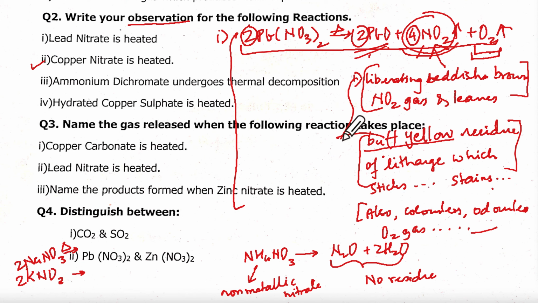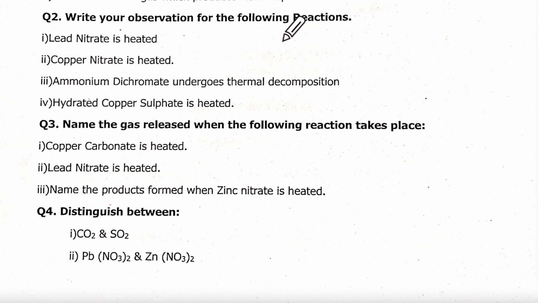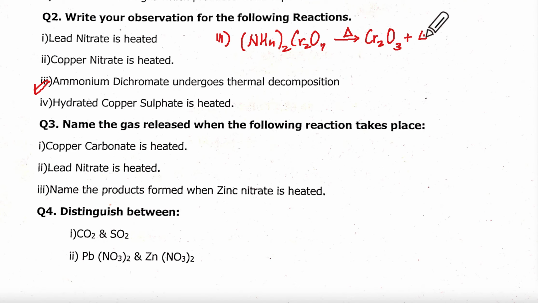Okay. So you can write this on your own. Let's go to ammonium dichromate. I have told you this is important. What is the reaction? I had told you to learn it by heart. (NH4)2Cr2O7. On heating, it will give you chromic oxide, then it gives 4 water molecules and it will give you N2 as the gas.